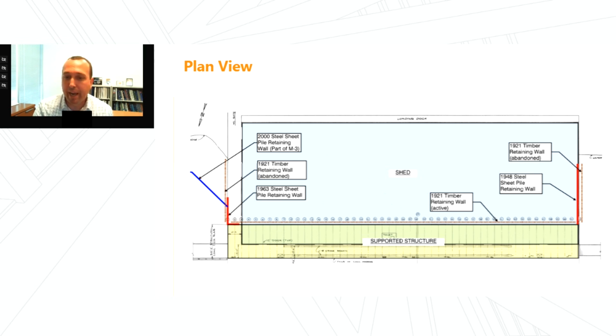There is a retaining wall that was an original 1920s timber retaining wall that's still active. And then on either side, they've abandoned those timber retaining walls and replaced them with newer sheet pile retaining walls.